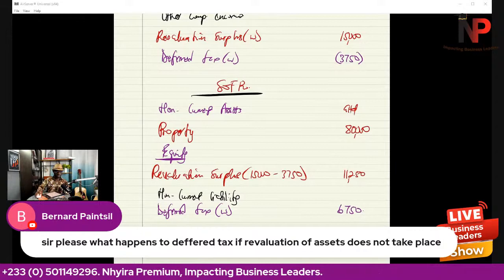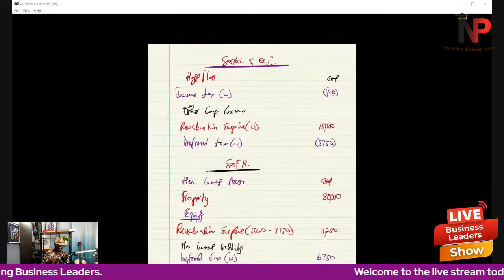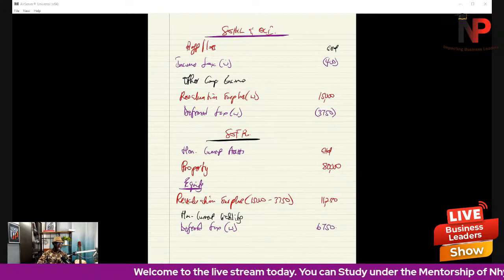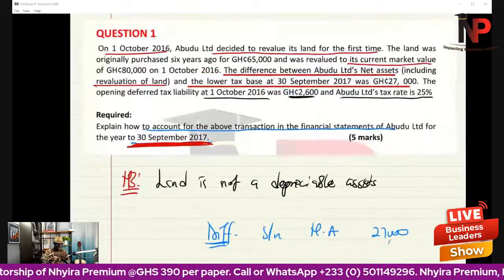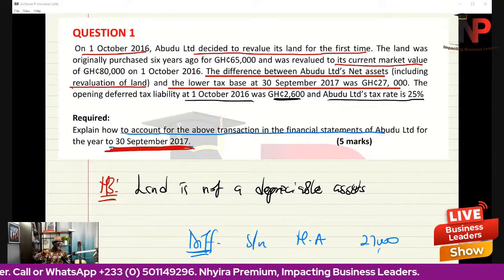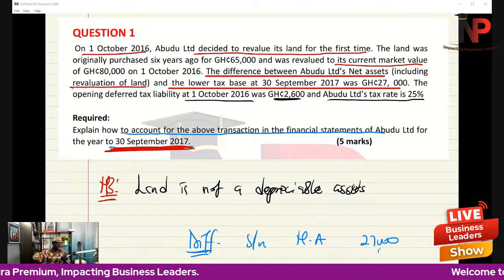Maybe give me some context, then I can provide you with some answers. So that is the idea basically about how we deal with the issue relating to deferred tax. Now look at the difference between the first question and this question. Like I said, there is another question where you would have to calculate the tax base yourself, determine the temporary difference yourself, calculate the deferred tax yourself, deal with the movement yourself.